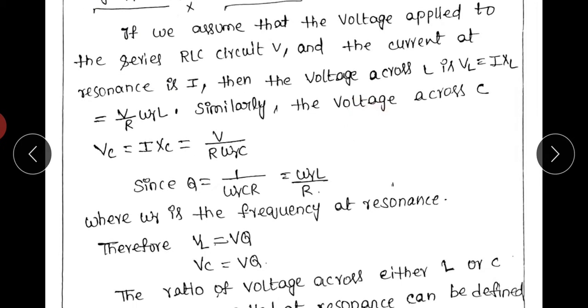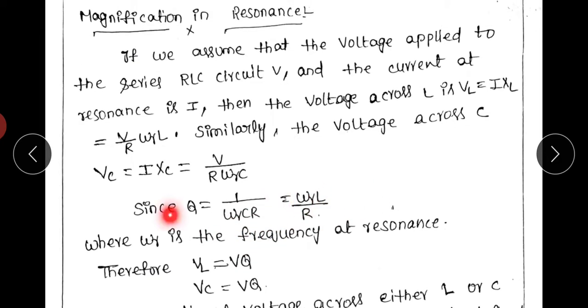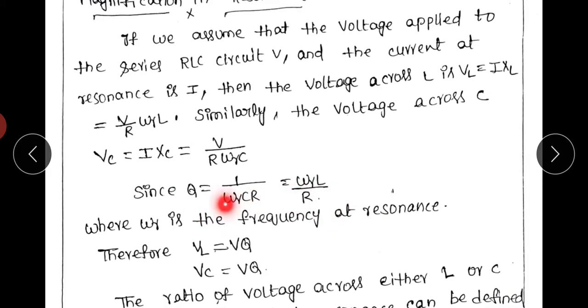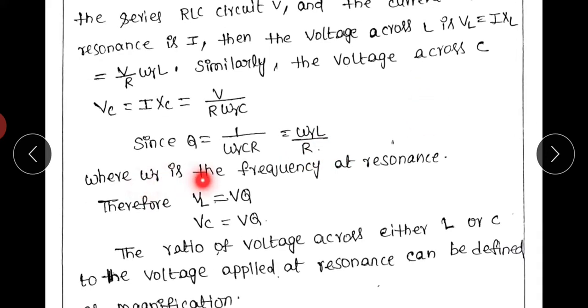So the quality factor Q equals 1 by omega R into C into R, or it equals omega R into L by R. This is the quality factor formula, one for the RC circuit and one for the RL circuit, where omega R is the frequency at resonance.